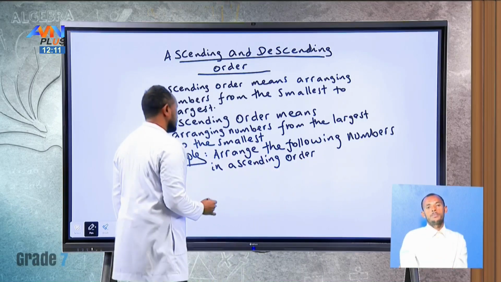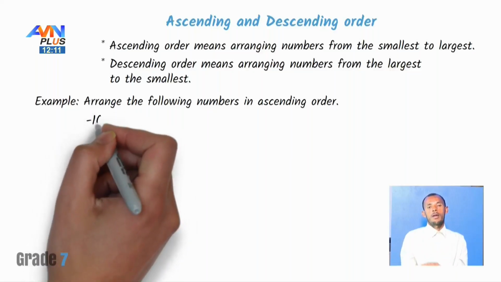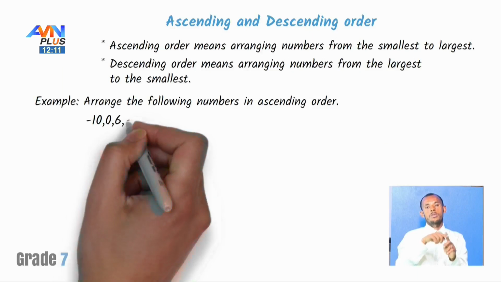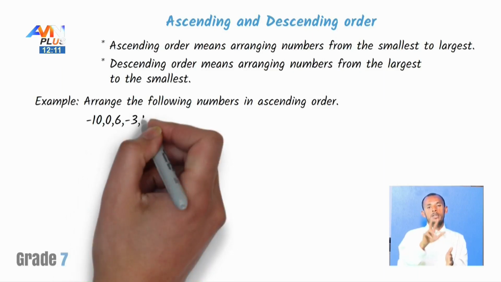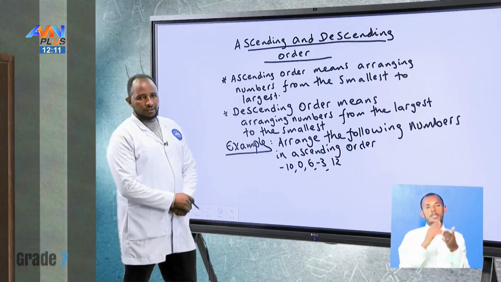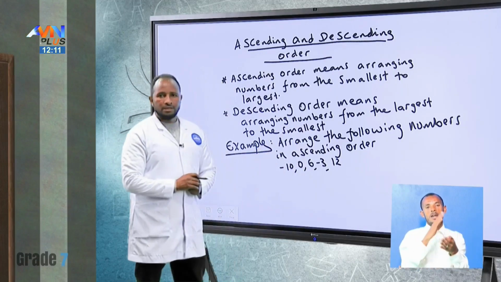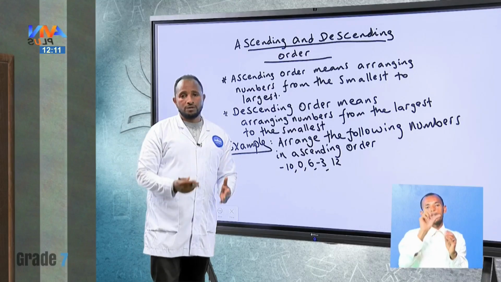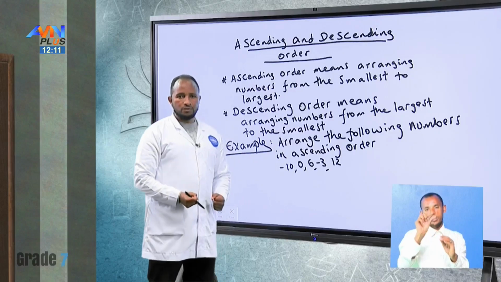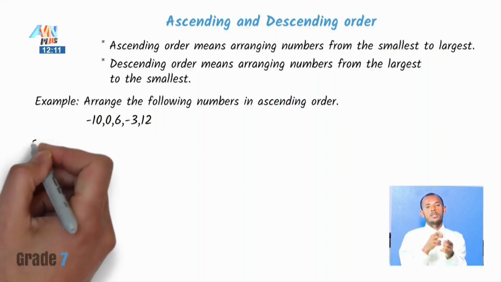Okay, the numbers are given here. There is negative 10, 0, positive 6, minus 3, and 12. These numbers are given. So let's try to arrange these numbers in ascending order. That means arrange the numbers from the smallest number to the largest. Let's see the answer together. Solution.